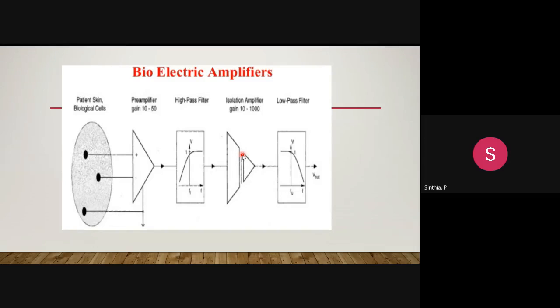Then the most important characteristics of the isolation amplifier are low leakage current, isolation impedance, isolation voltage, and then we have common mode rejection or CMR, and the maximum safe isolation stage. So we'll see to that now.